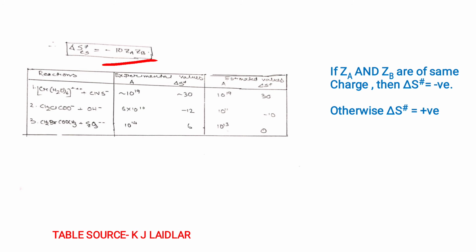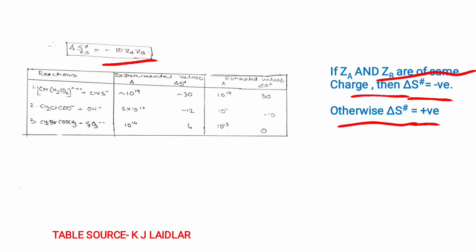The value of entropy depends on the charges of the ions. Suppose two ions approach, so the charges of the two ions decide what the value of delta S, or entropy of activation, will be, whether it will decrease or increase. From here it is clear that if z_A and z_B are of the same charge, then delta S hash will be negative. Same charges mean either both positive or both negative. Otherwise delta S hash is positive, that means they are of opposite charges.